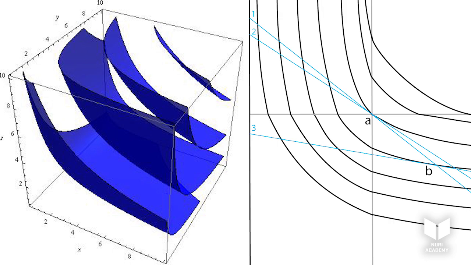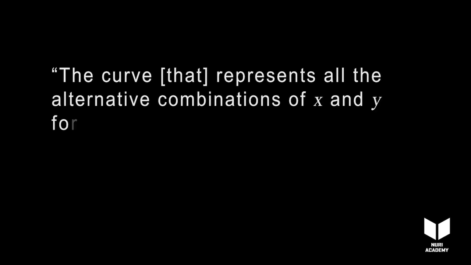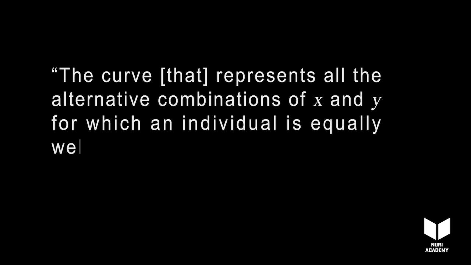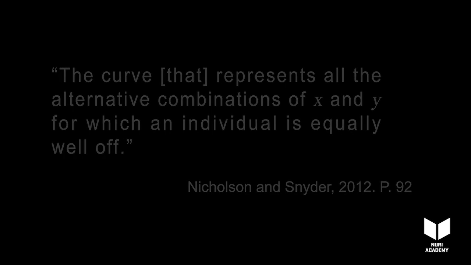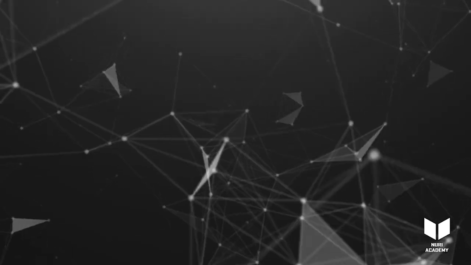The technical definition of an indifference curve, or level curve as mathematicians would call it, is the curve that represents all the alternative combinations of X and Y for which an individual is equally well off. But this may not be the best way of teaching it to someone for the first time. I've developed a functionalist explanation of indifference curves.